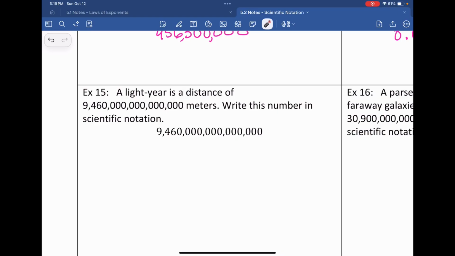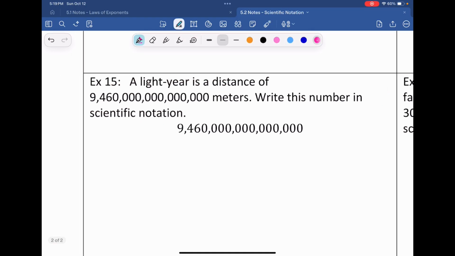And I'm not even going to try and read this number. A light year is this giant number of meters. It's how far light travels in 1 year. Okay, so that's a long way. Write this number in scientific notation. So from the end, that's 3 zeros, another 3, another 3, another 3.